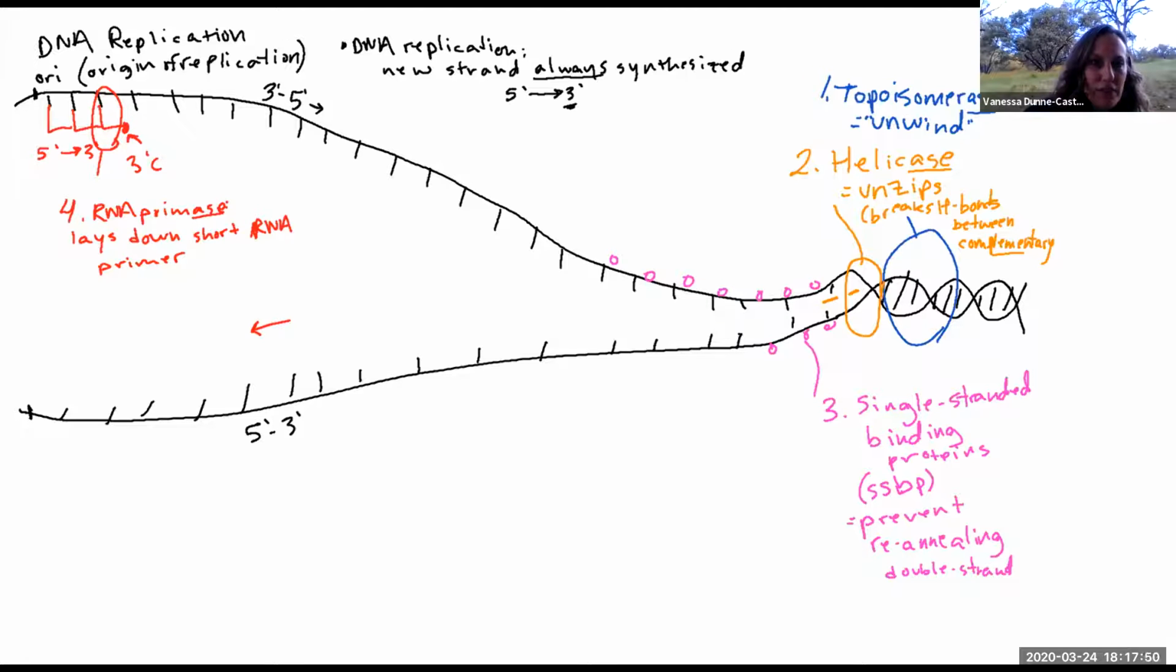Again, I'm just going to draw up here on this top strand. The key molecule involved in this whole process is called the DNA polymerase, and I'm going to draw it way down here. Key molecule involved in this whole DNA replication process, or step number 5, would be the DNA polymerase.